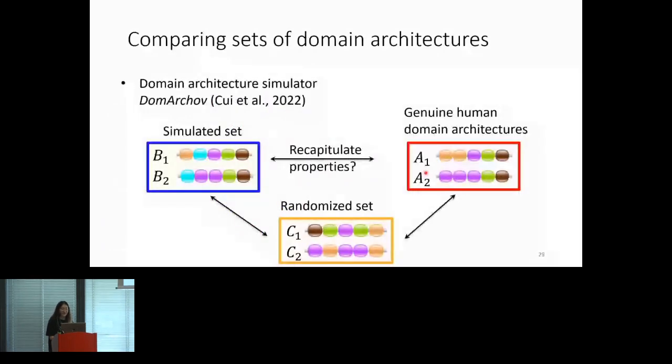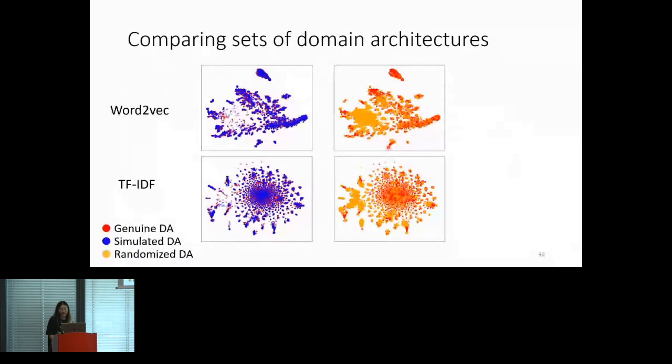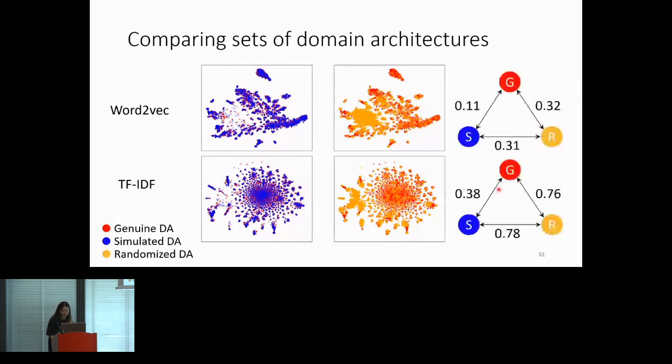So we need a baseline comparison. For a baseline comparison, I included a set of randomized domain architectures. Once I put the randomized domain architectures, which are yellow points, into this space, I see that in general, genuine and simulated domain architectures, the red and blue points, are in close proximity relative to the yellow randomized domain architectures. Now I want to quantify this relationship, so I use the Earth mover's distance to confirm the observation.